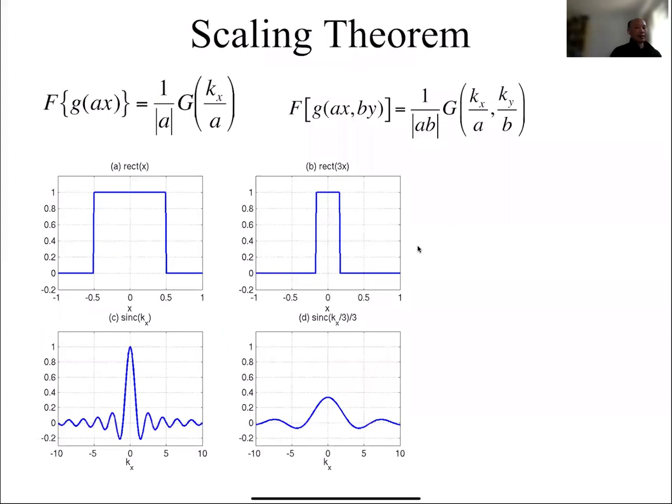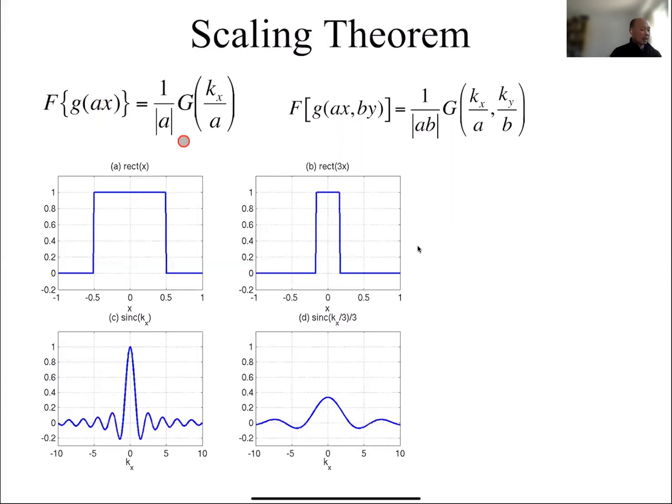A really important property is the scaling theorem, which we'll use a lot in the rest of the class. So if I take your function g of ax, and I multiply the x by a, that means I'm either making it wider or narrower, okay? So that's a scaling. And what that does is it does an inverse scaling, kx over a, of the Fourier transform and also multiplies it by some constant out here. So let's take a look at an example of this.